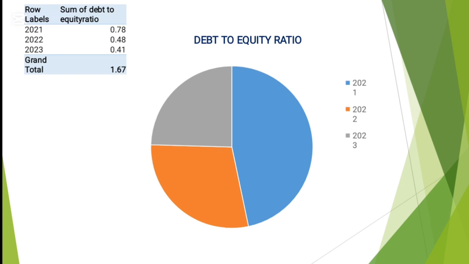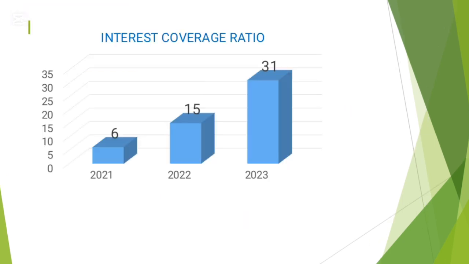From there, we're going to move to interest coverage. Interest coverage helps us know the ability of the company to generate enough profit to cover interest expense. We can see that in 2021, the company is standing at 6, and in 2022, the company is standing at 15, and in 2023, the company is standing at 31. So we can see that Zambia Sugar is able to generate enough operating profit to cover interest expense.